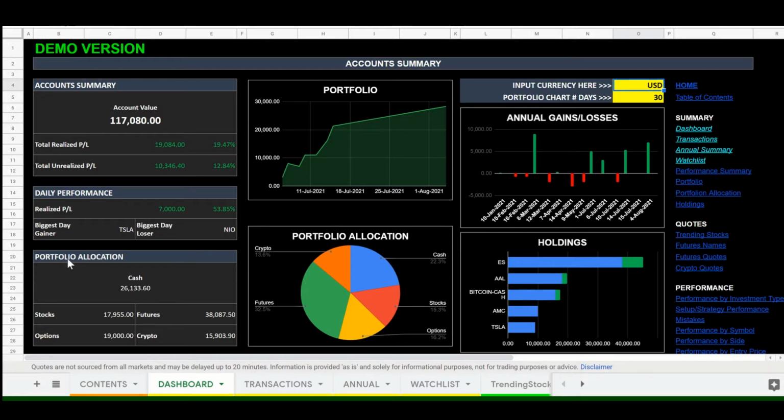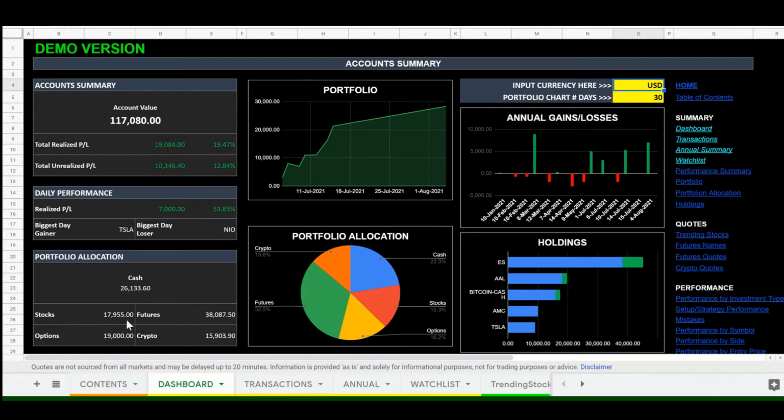So portfolio allocation is your current cash value and whatever positions you currently have. In this case, I have stocks. Note that all these numbers are hypothetical. I just wanted to throw that out there. So it's just for demo purposes.